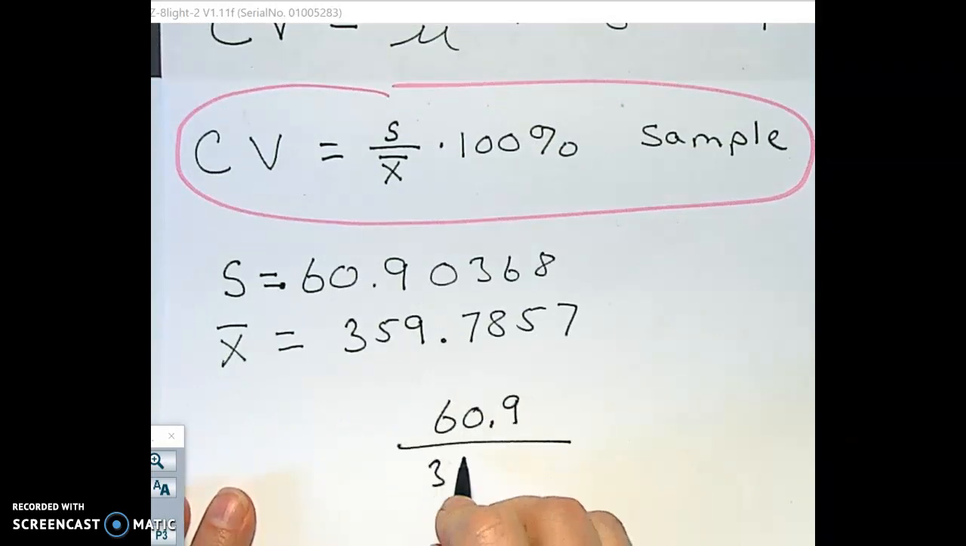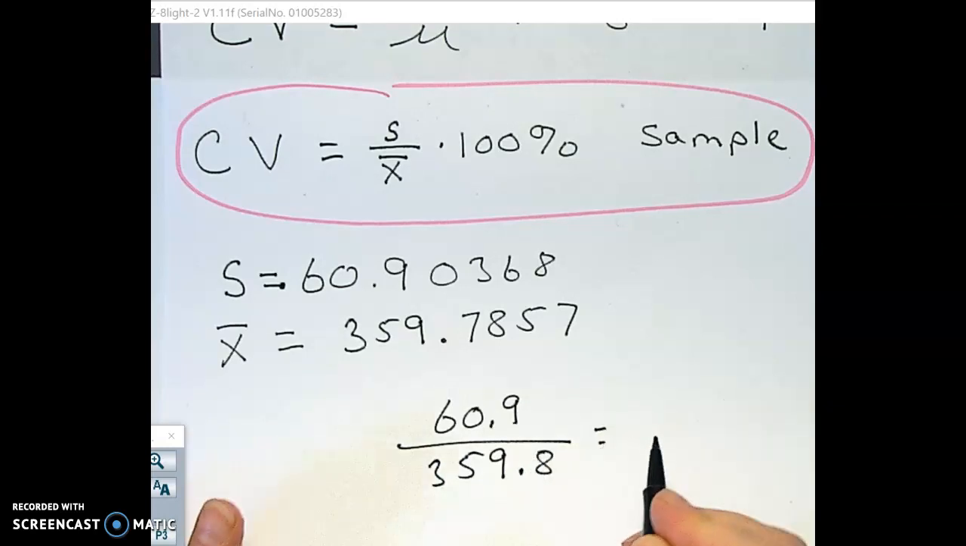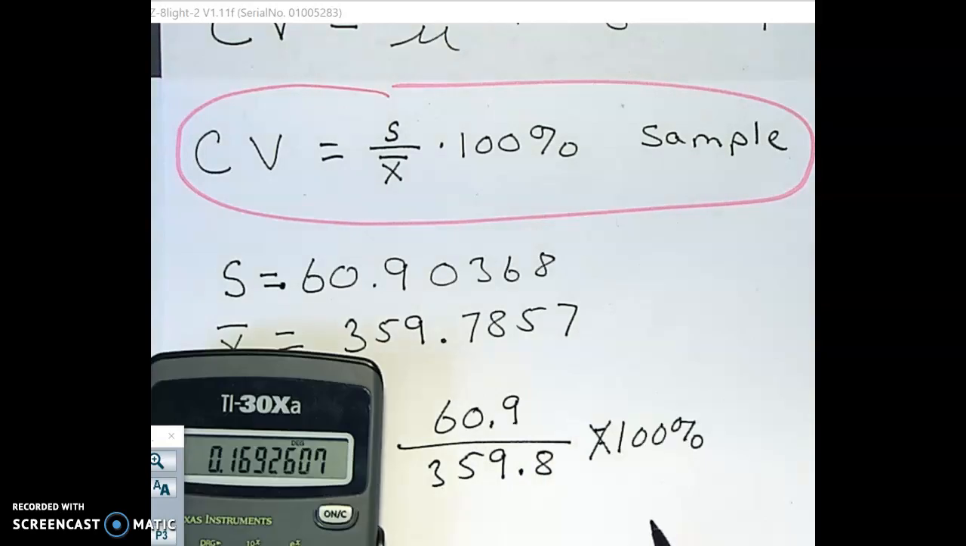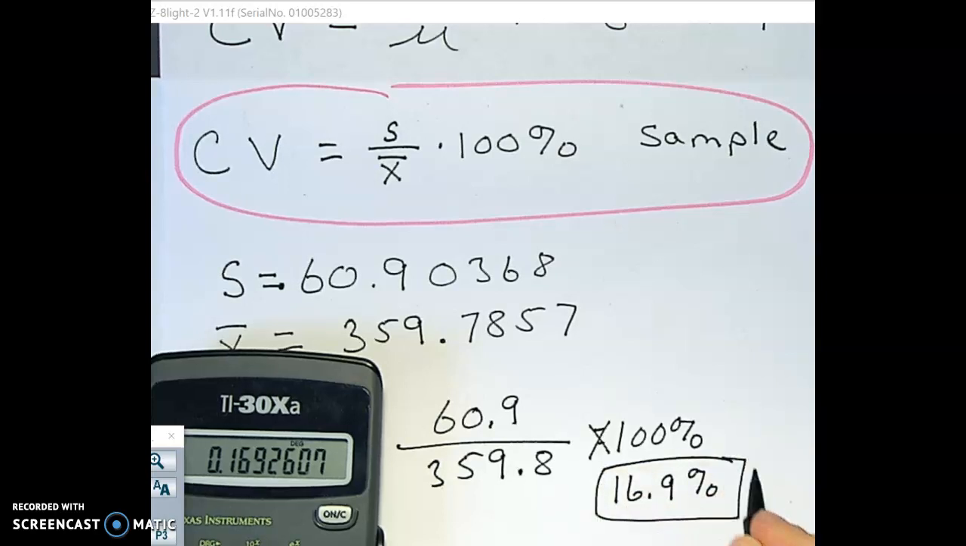divided by 359.8 to get our CV here. Stick that in, times 100%, or move the decimal place over 2 places, and you get 16.9%. So our standard deviation is 16.9% of our average in this case.